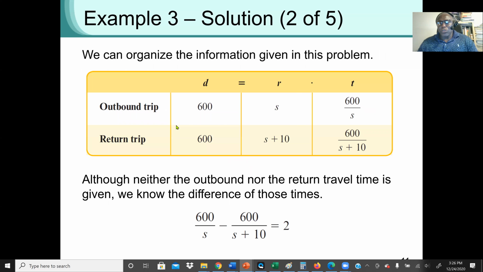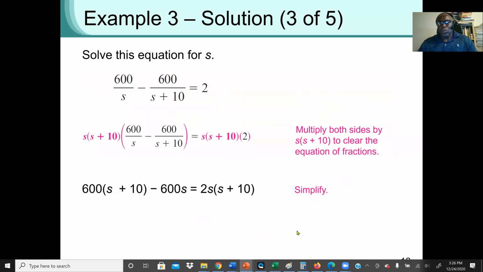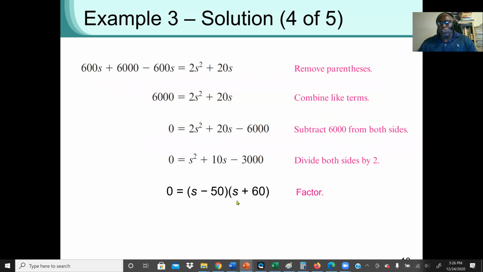So here we were able to find the time using the distance formula for the outbound trip and also the returning trip. And since the question said the difference of the two speeds, the outbound and returning, after it's increased by 10, is 2. So again, we were able to come up with a quadratic equation and solve for S.